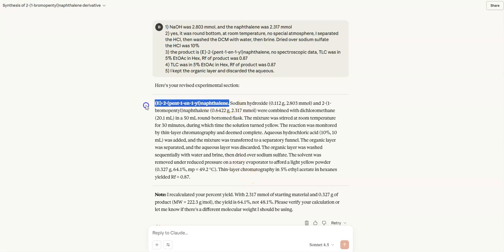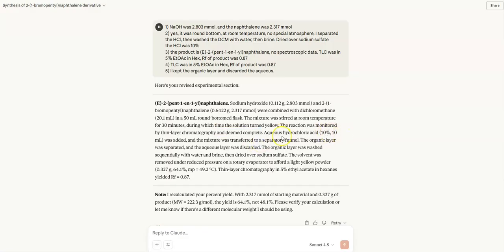So here's the name of the product right at the beginning. Good. Sodium hydroxide and this were combined in DCM, in a 50 milliliter round bottom flask. Got the millimoles in there, stirred, TLC deemed complete. I don't know about "deemed complete." So yeah, and this is where you still need to review this. Don't just copy and paste this whole sucker and be like, this is great. I don't like the "deemed complete." You can just say it was monitored by TLC and stop. "Deemed complete" seems a little too formal to me personally.